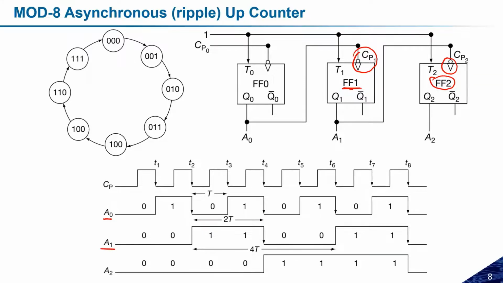Similarly for A1, again it becomes 4T. For A2, it will become 8T and so on. So as we keep increasing the number of stages, the frequency gets halved at each stage. Suppose I have a clock frequency of 1 megahertz at the input side and 3 stages. After the first stage I will get 500 kilohertz, then 250 kilohertz, and the next stage will give 125 kilohertz and so on.